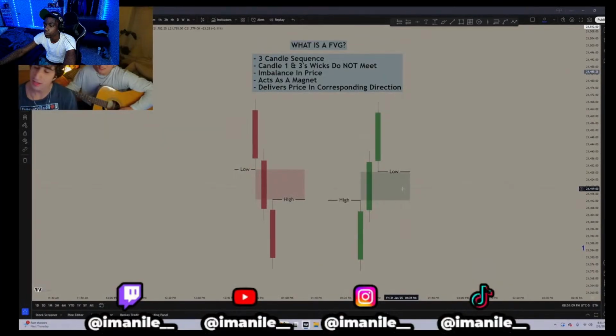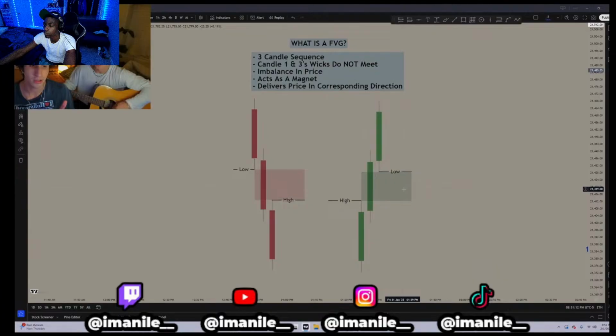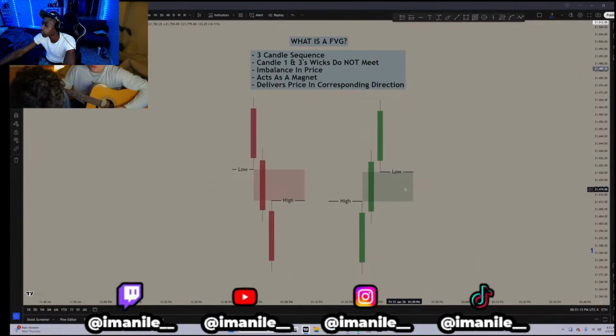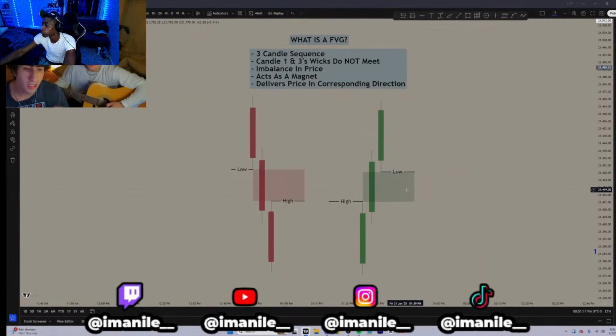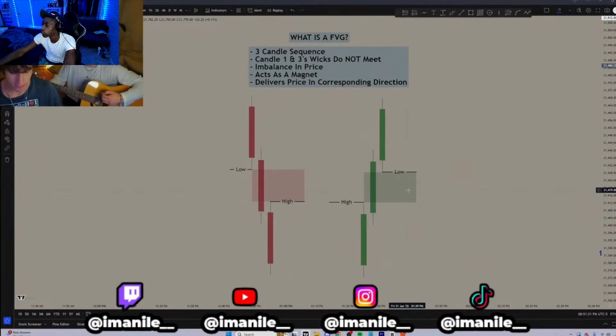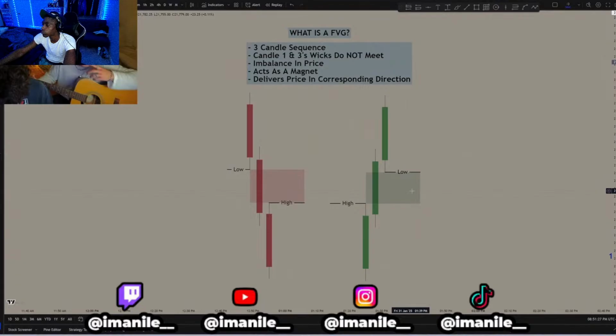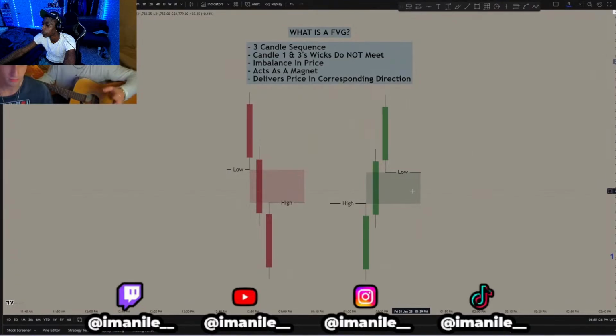Fair value gap. This is where price attracts. Fair value gap, taps in, usually reacts. Doesn't matter if green or red. Green or red, homie. Black and white. We'll have charts that are also black and white, and we don't discriminate.